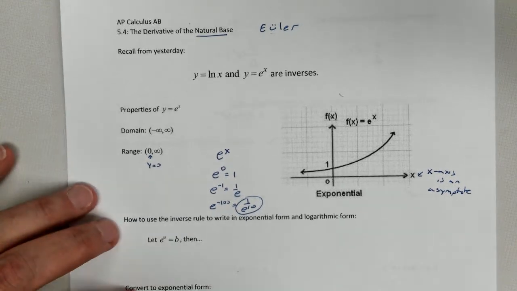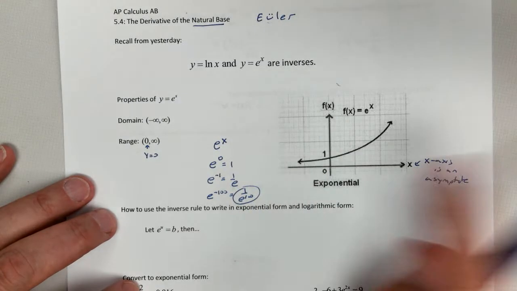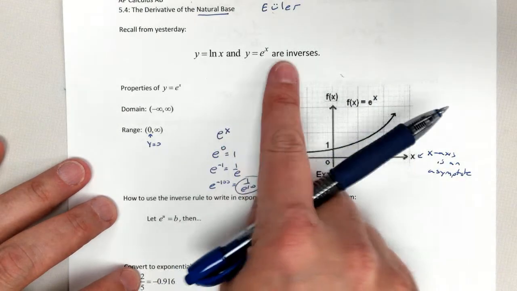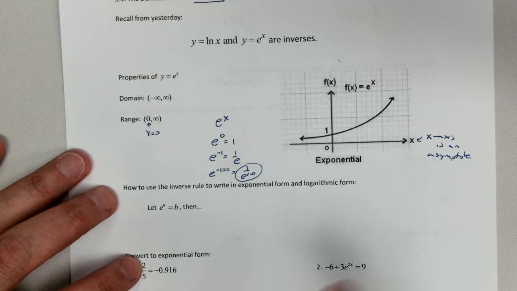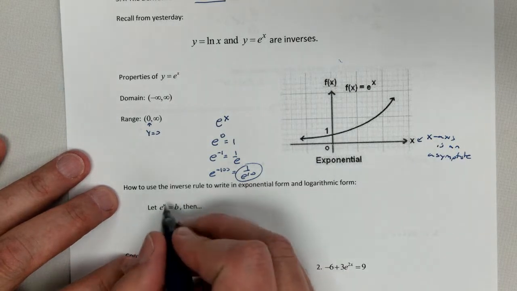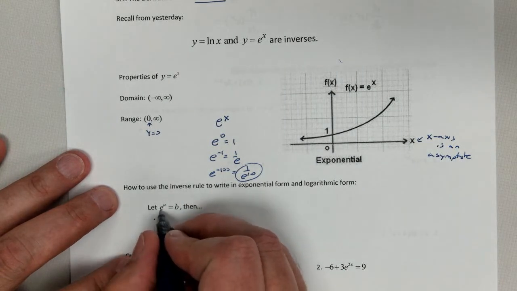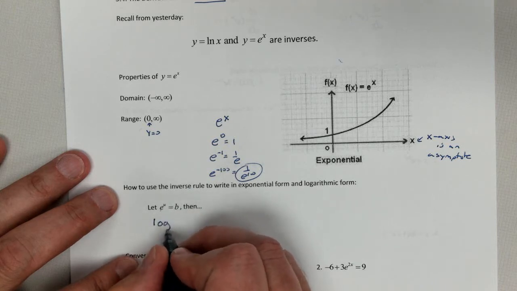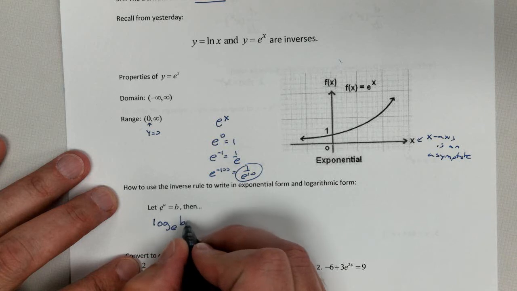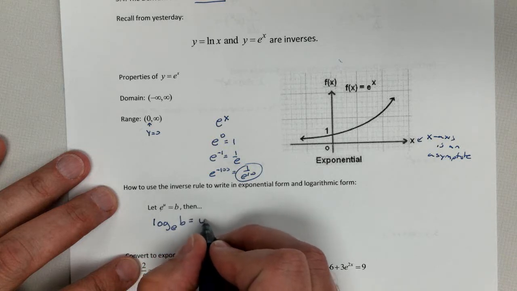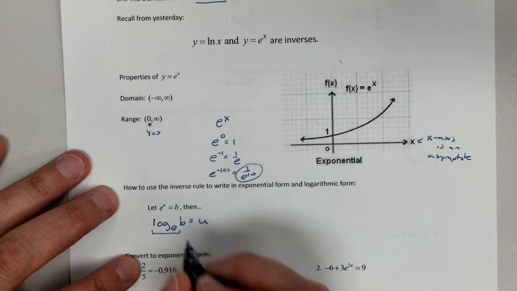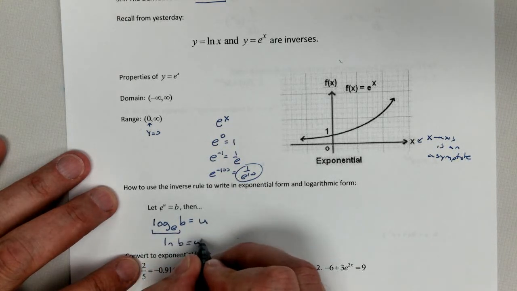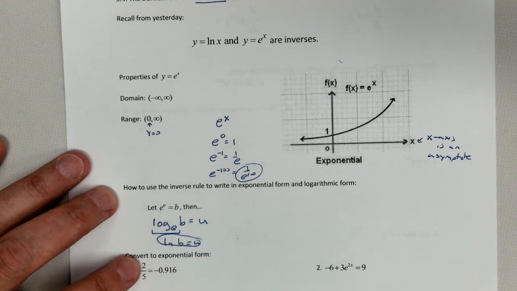So how do we use our inverse rule to go back and forth between exponential and logarithmic form? That's the idea that natural log of x and e to the x are inverses. We are saying that e to the u equals b. I can write this as a log by saying the log base e of b is equal to u. We don't typically like to write log base e, so we shorten it to natural log of b equals u. That's because it occurs often, so we just have a new name for it.